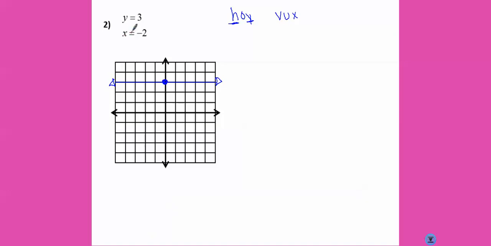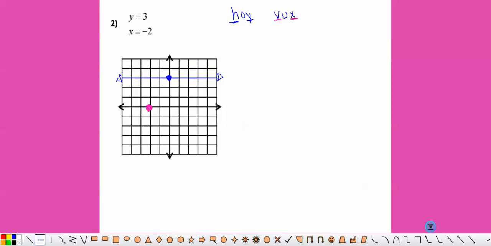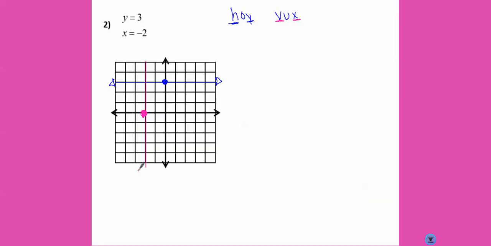For my second one, x equals -2. Since it's just x equals a number, we know it's a vertical line, so I'm going to go where x equals -2 and draw a vertical line. And they intersect at the point -2, 3. Which makes sense because they told us that x is -2 and y is 3.